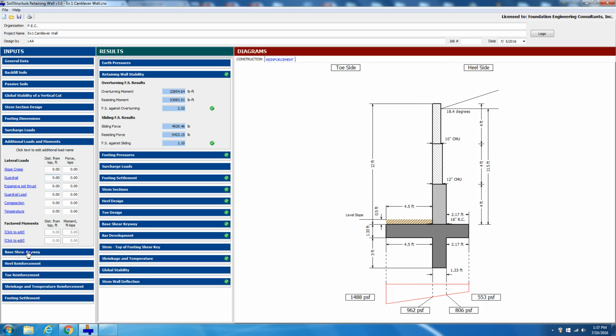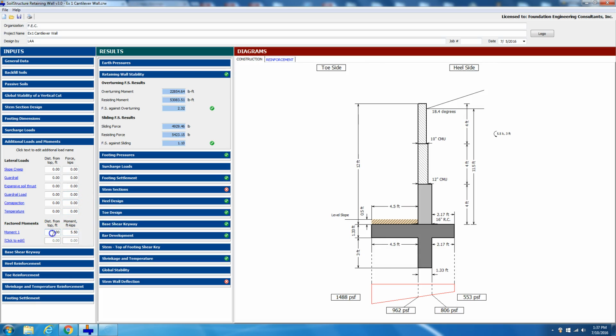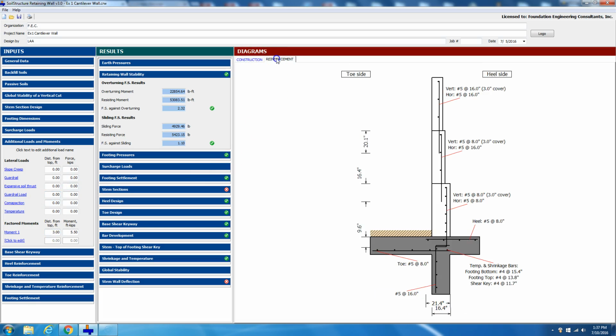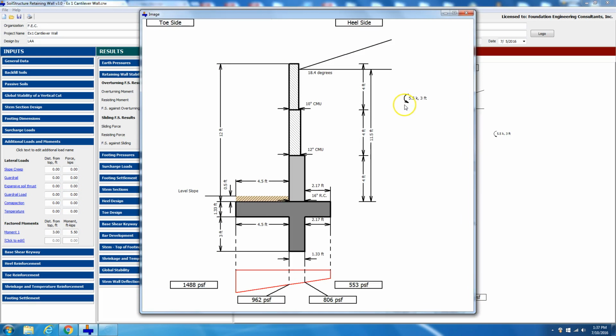Okay, now we also have factored moment, but pay attention that it is factored. It's already with the 1.6 multiplied. So if you had, let's say, moment 1 coming from some equipment, you'll say, okay, from the top of the stem, it's 3 feet down, and it happens to be 5.5 kip-feet. And when you go into the construction, you will see that it's 5.5 kips at 3 feet from the top of the stem.